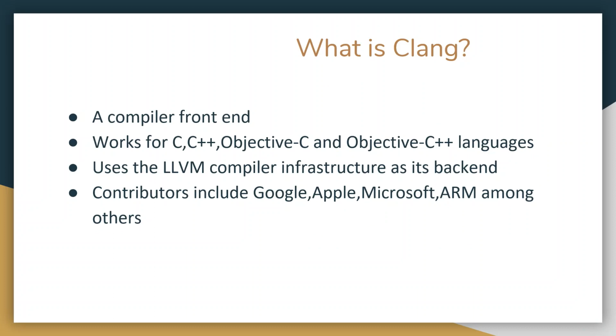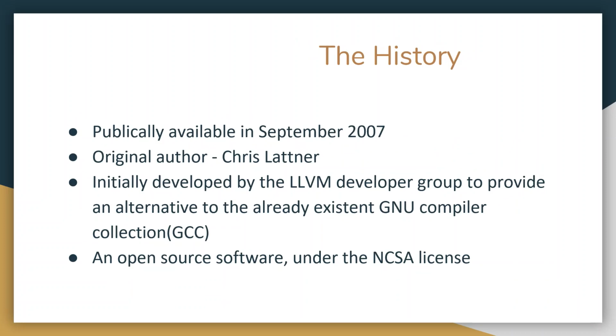Now coming to the topic of discussion, the Clang compiler. Clang is a compiler frontend for the C, C++, Objective-C, and Objective-C++ languages. It uses the LLVM compiler infrastructure as the backend. It was publicly made available in September 2007 and its original author was Chris Lattner.